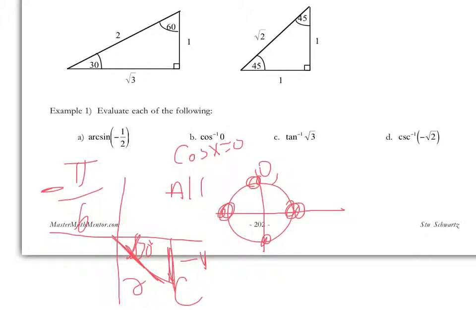0 and 1 and 0 and -1 are the two places, but since we're worrying about the domain and range of arc cosine, we're going to just deal with from 0 to pi. That tells me pi over 2 is going to be that answer.